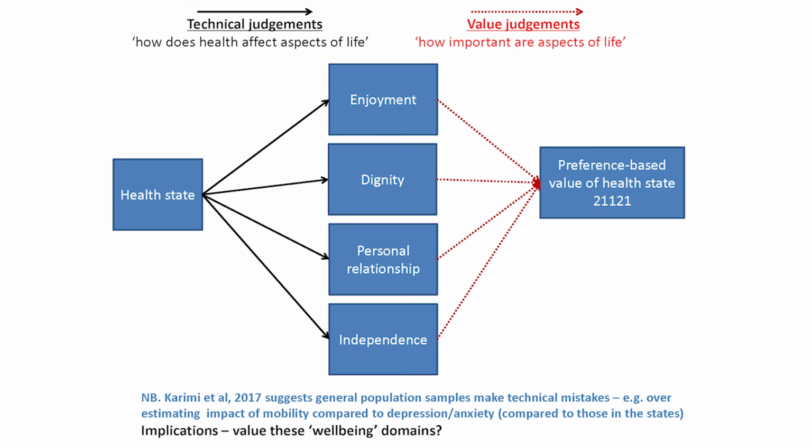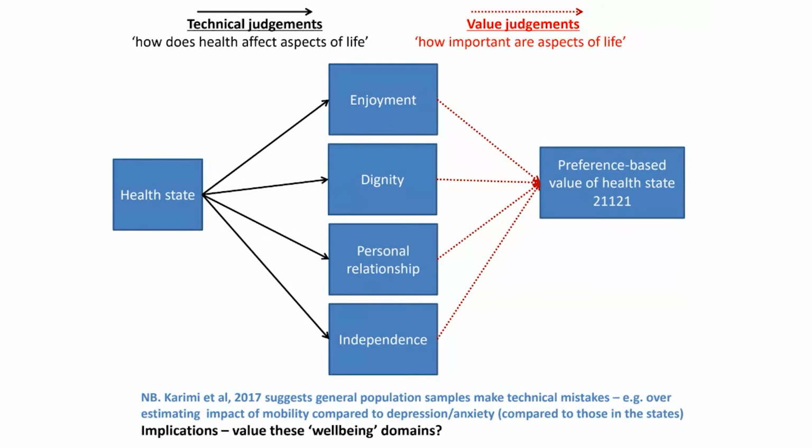And what we have then is two aspects to the decision process. We have two stages. One is the technical judgment, which is how the health state impacts these higher level domains. And then we have the value judgment of looking at the impact of those in terms of providing some sort of overall value or assessment.